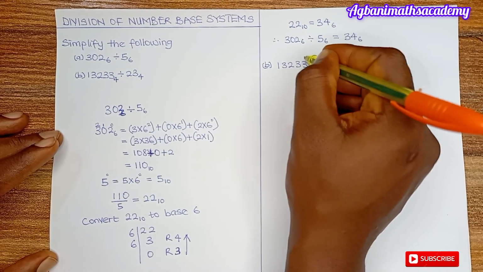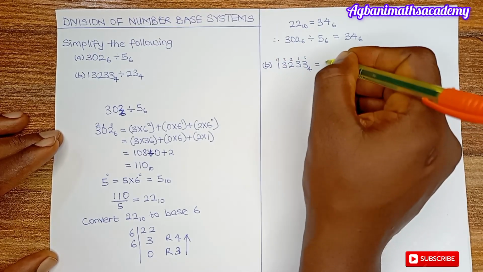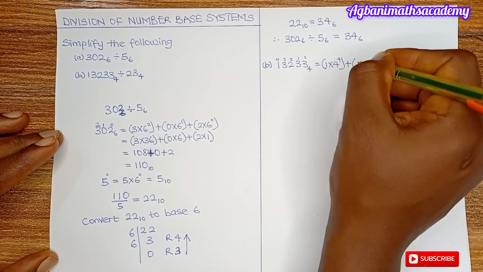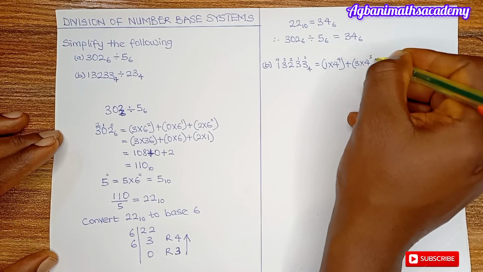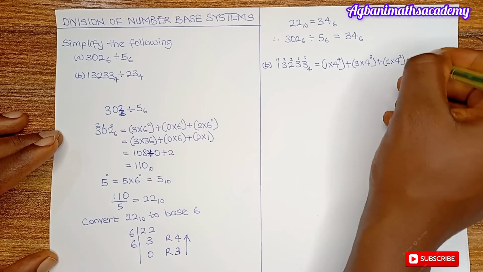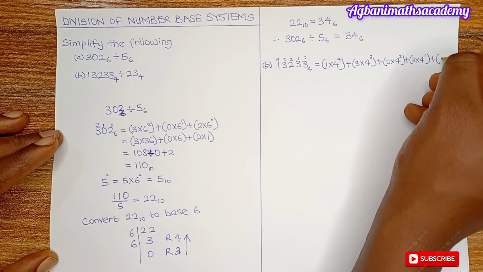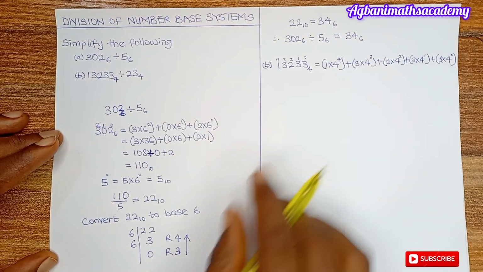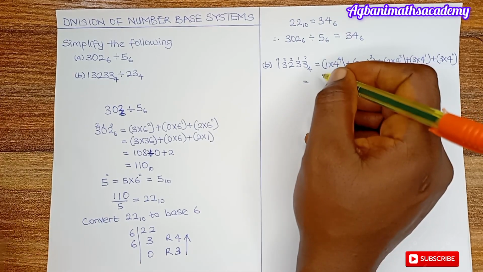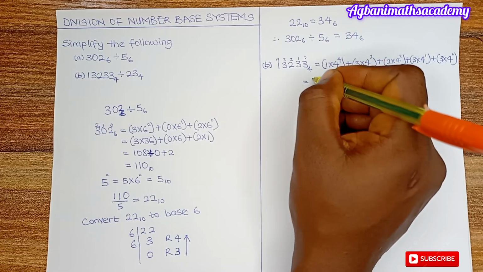So above the 3, we have 0, then 1, 2, 3, and 4. This will mean 1 times 4 to the power of 4, plus 3 times 4 to the power of 3, plus 2 times 4 to the power of 2, plus 3 times 4 to the power of 1, plus 3 times 4 to the power of 0. Okay? So what is 4 to the power of 4? 4 to the power of 4 is 256. 256 multiplied by 1 gives us 256.